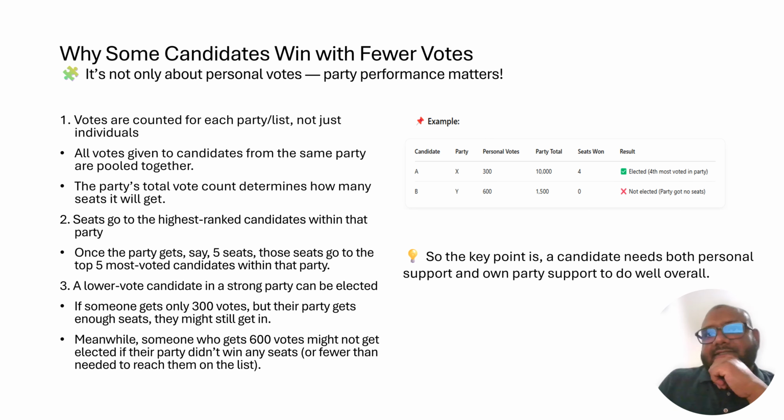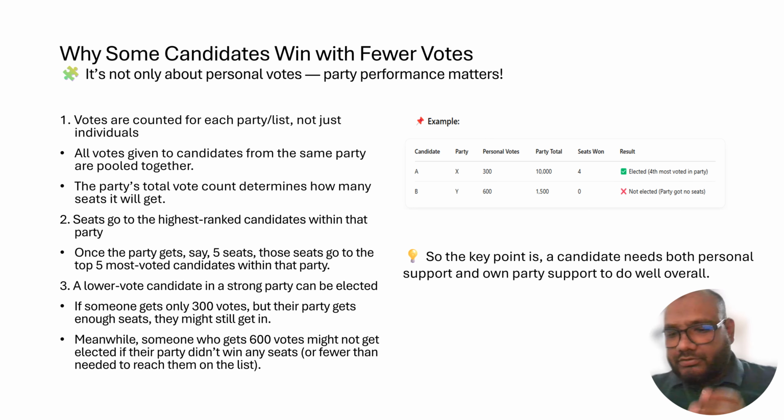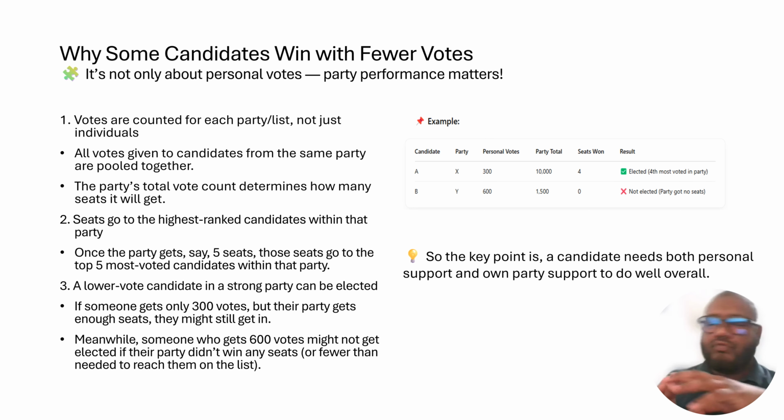Meanwhile, someone who gets 600 votes might not get elected if their party didn't win any seats, or fewer than needed to reach them on the list. For example, as long as we have discussed and figured out the D'Hondt method, now we can figure out that if a party doesn't have enough votes or any seat, then even if there are candidates with more votes than the other party's candidates, they will still not be elected.